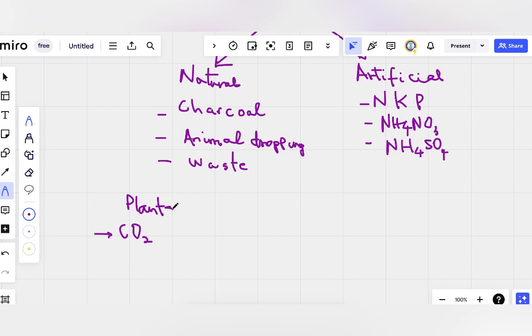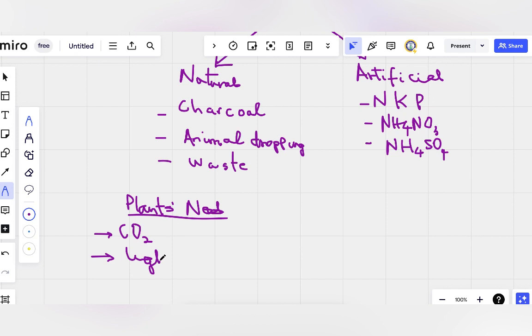Plants need carbon dioxide in order to manufacture food. We know not only do they need carbon dioxide, they also need light. Plants cannot do without light, right? In order to manufacture their own food, plants need light.